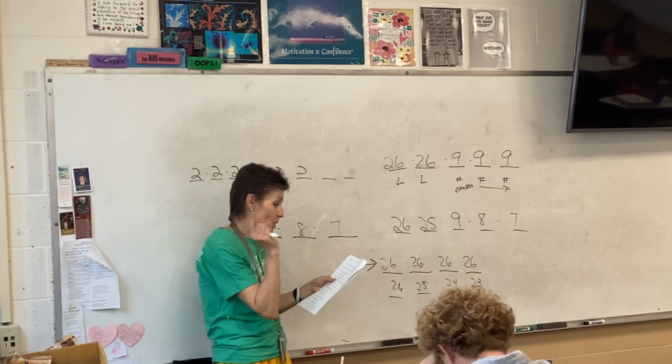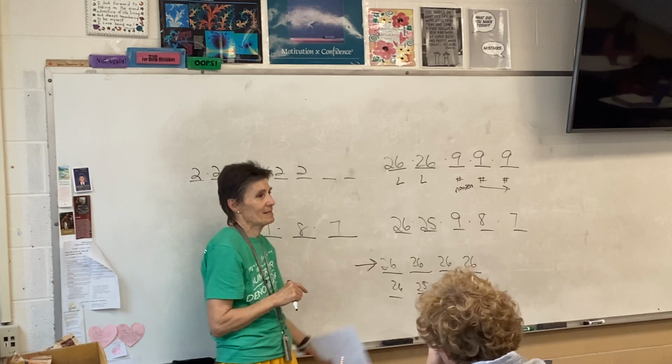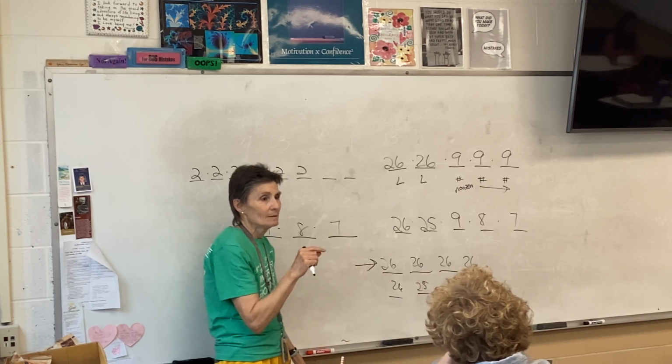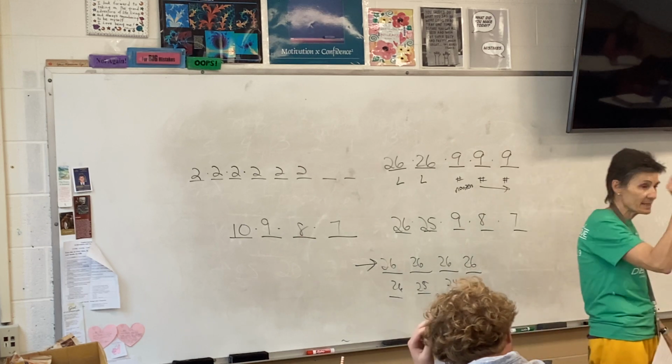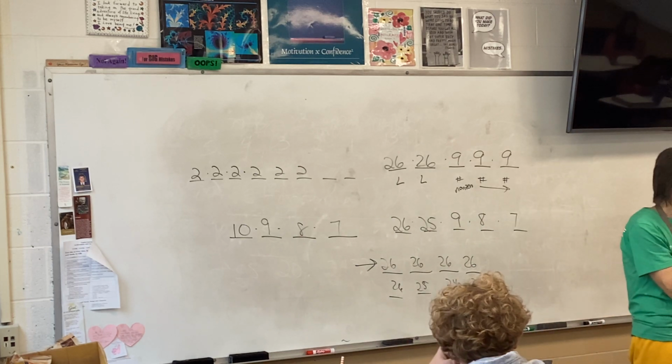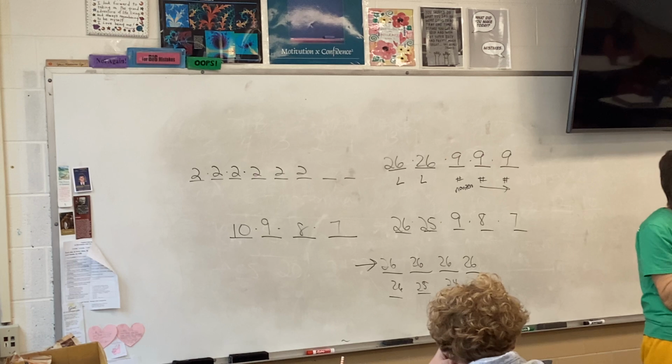What if no vowels and no repeats? 21. Yep, 21, 20, 19, 18. And what am I doing with those 4 numbers? Multiplying them.